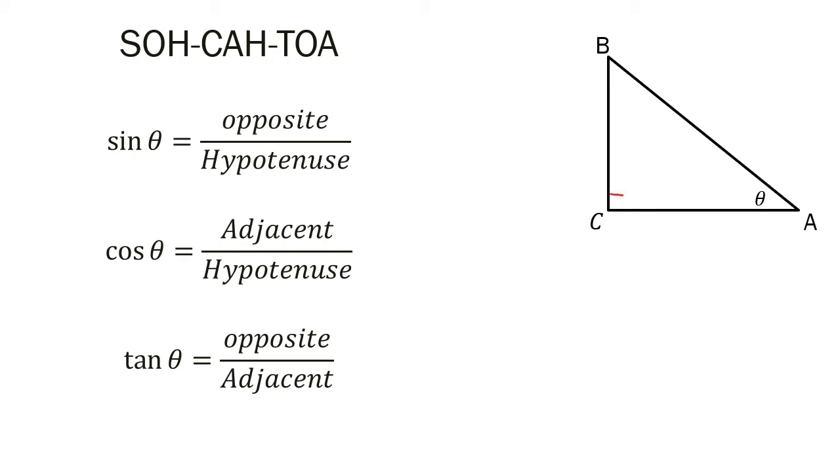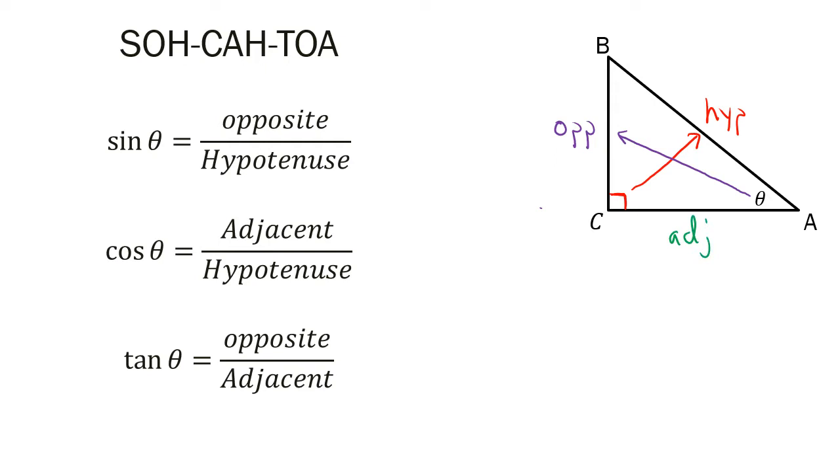We can see here that angle C is a right angle. Therefore, the side AB is going to be the hypotenuse, which is always opposite of the 90 degrees. Then for theta, if we draw a line through the middle of the triangle and we hit the other side, that side is our opposite side for theta. And then the last side is the adjacent side.